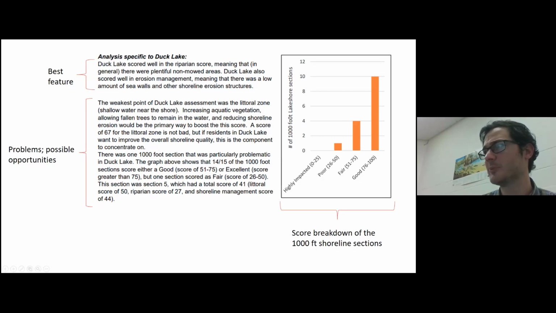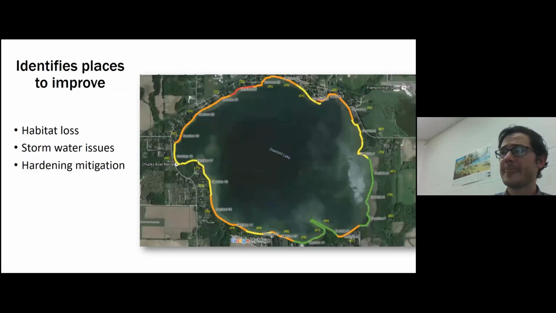We also give a nice summary graph where those 1,000-foot sections, we show which ones were highly impacted, which we call 0 to 25, poor, fair, and good. And this is a map that you can create with that data, where you can see where some of your management can focus on. Where in this picture, the red was the more degraded site, where the green was the more pristine location.